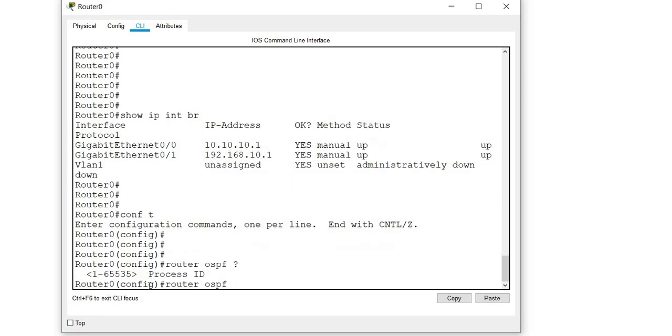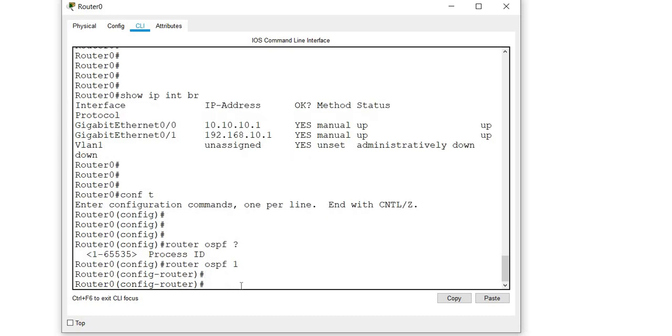Now if I do a question mark, you see this number, I can use any number from 1 to 65535, and this number is basically the number that is given to the OSPF database, and this is only locally significant. So on the other router, I'm free to use any number that I want. I don't have to use 1, but it's just good practice to keep the number the same, especially if the routers that are forming the neighbor relationship are in the same area. So I'll just go ahead and choose the number 1.